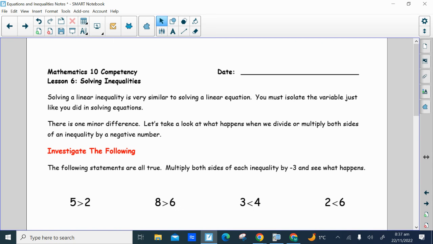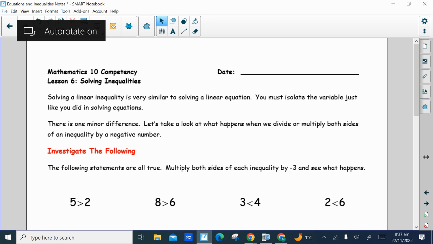Okay, so yesterday we started looking at inequalities, where instead of having an equal sign, we have an inequality sign, either a greater than sign, a less than sign, greater than or equal to, or less than or equal to.